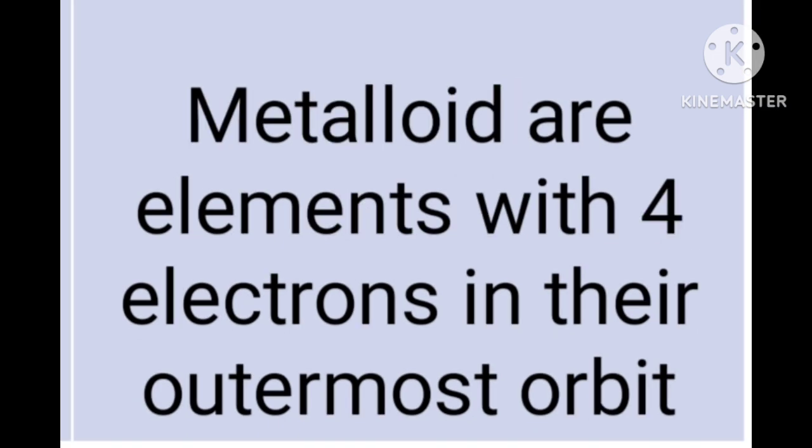Metalloids are those elements with 4 electrons in their outermost orbit. That means they have a tendency to take electrons or to lose electrons. So they show the properties of metals as well as non-metals. That's why they are called metalloids.